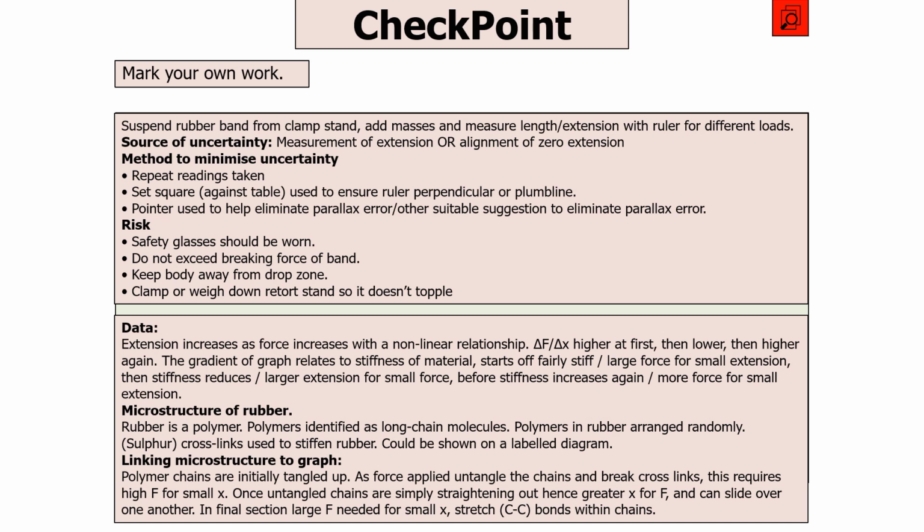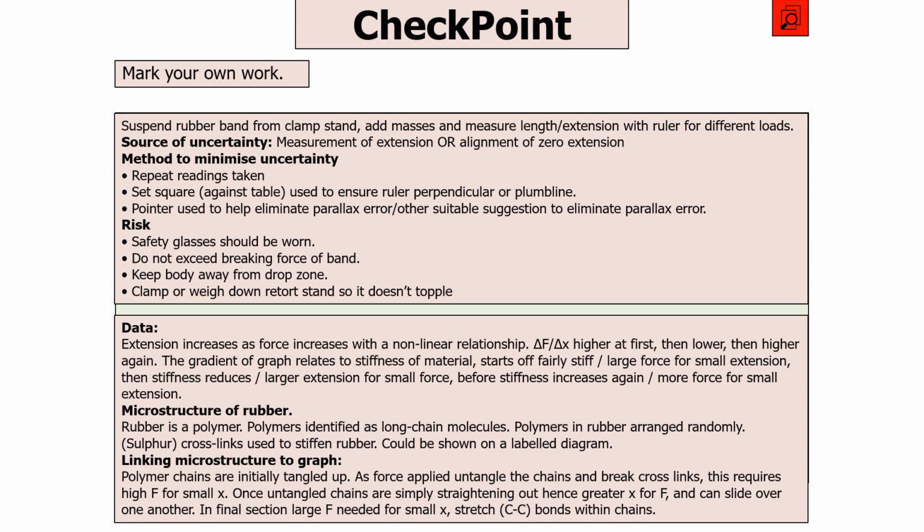Now rubber is a polymer. A polymer is identified as a long chain molecule. The polymers in rubber are arranged randomly, and you can also have cross links which can stiffen it, which you can see on a diagram. And then finally, the polymer chains are initially tangled up.